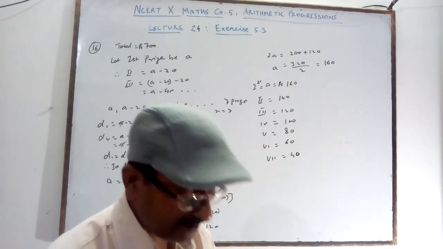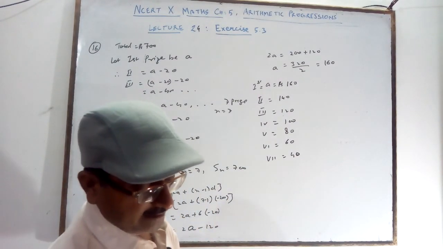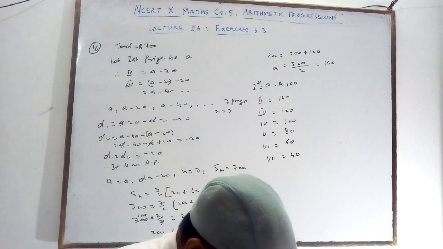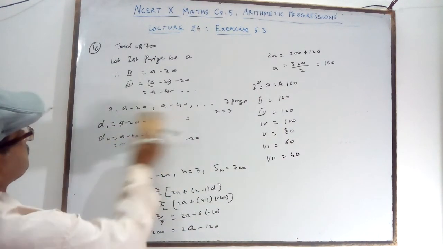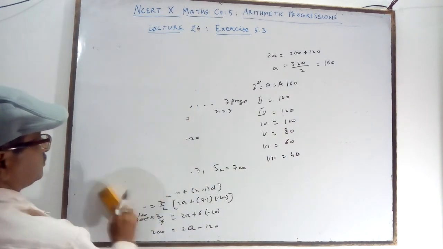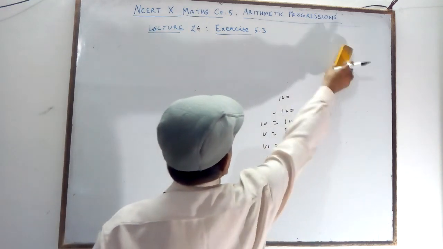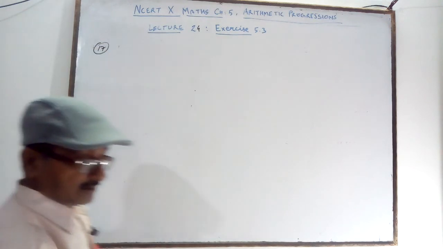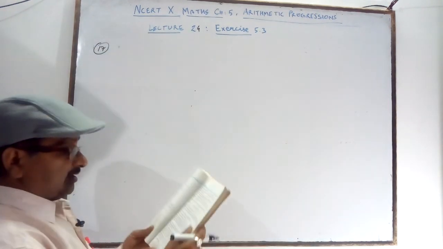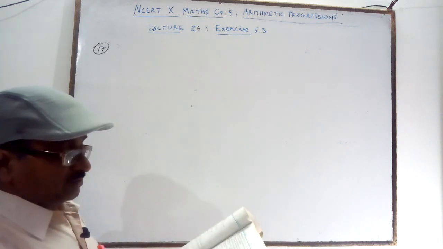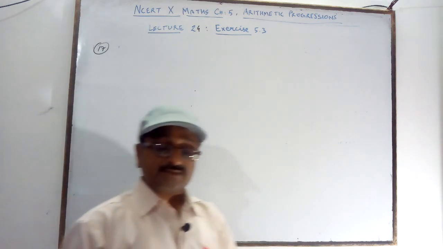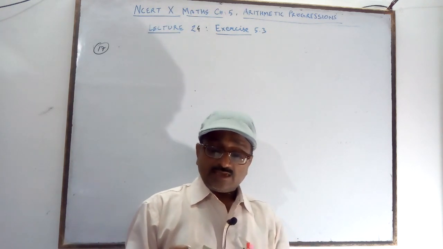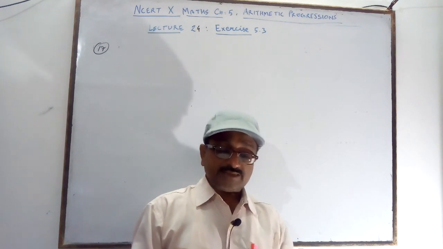Now you will see the next question, question number 17. A school's students want to plant trees, which reduces air pollution. It was decided that the number of trees that each section of each class will plant will be the same as the class.